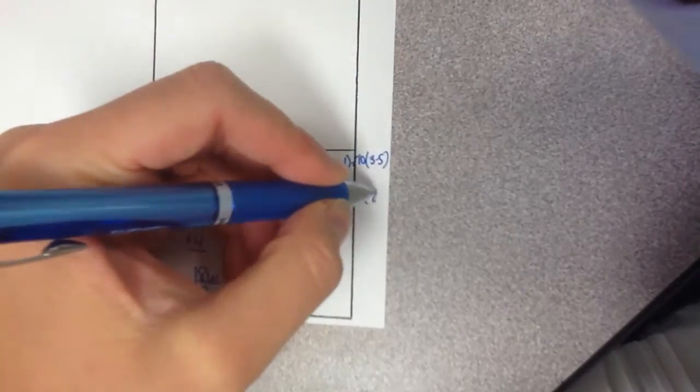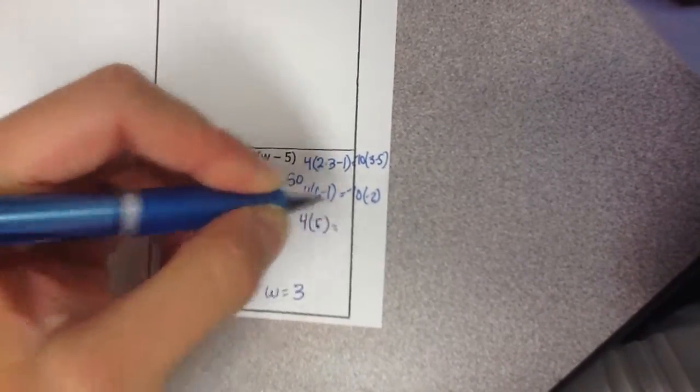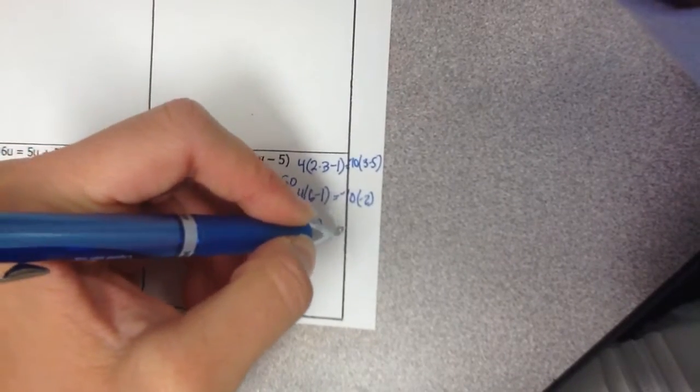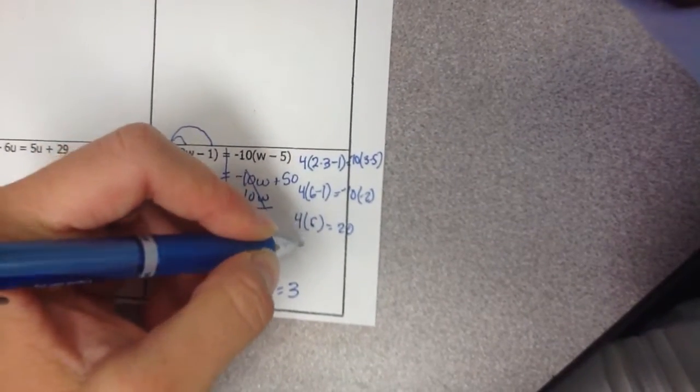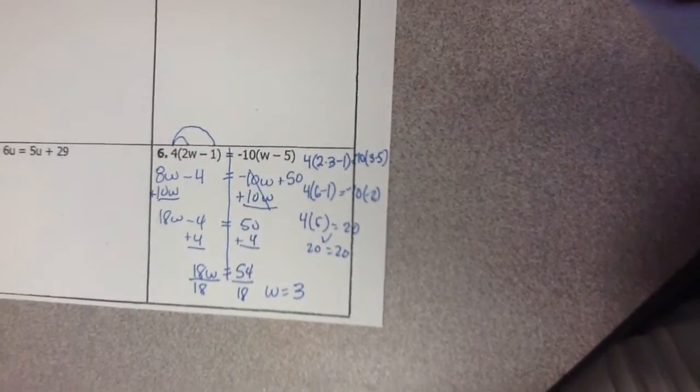3 minus 5 is negative 2. So 4 times 6 minus 1 is 5. Negative 10 times negative 2 is 20. 4 times 5 is 20. 20 equals 20. So my answer checks out.